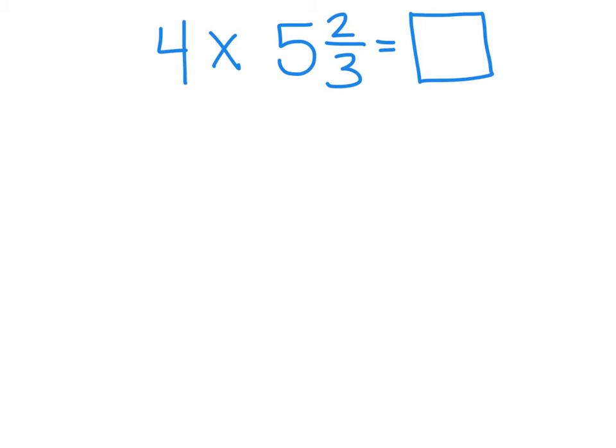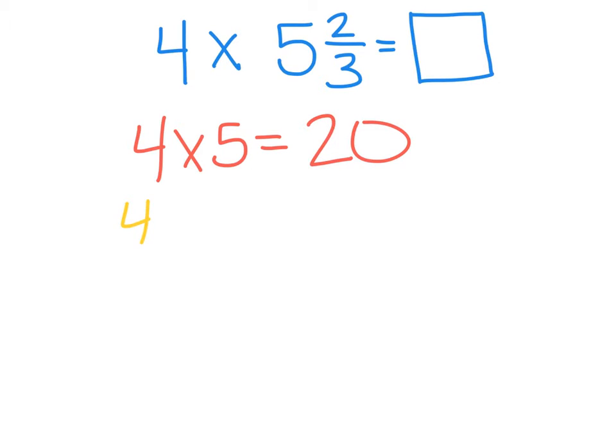My second problem reads 4 times 5 and 2/3. So my first step is to multiply my whole numbers. 4 times 5 equals 20. The second step is to multiply the fractional part. 4 times 2/3. When I multiply fractions, I just multiply the numerator. 4 times 2 equals 8, and my denominator stays the same.